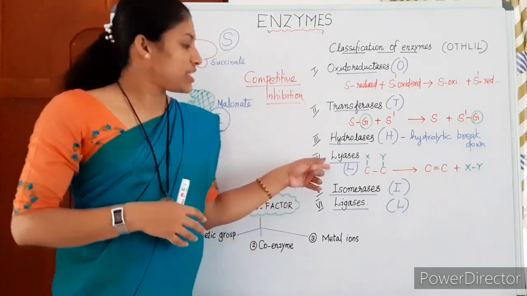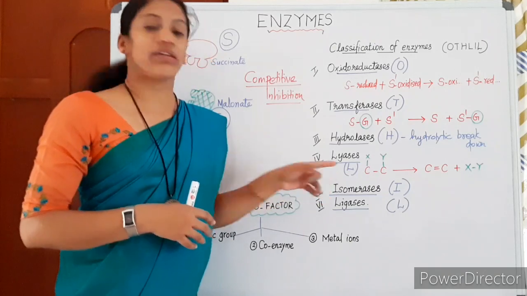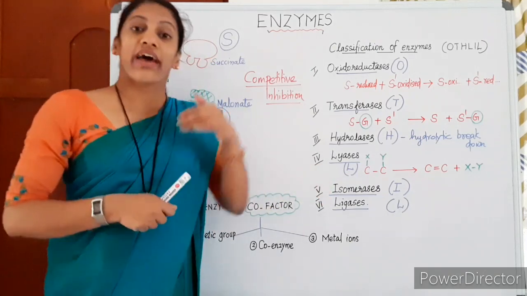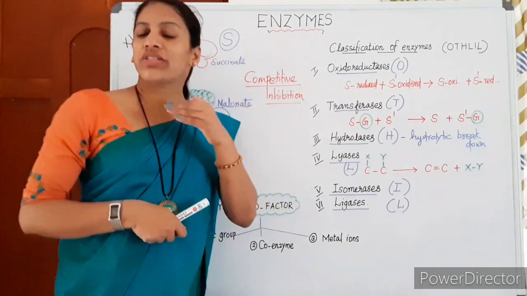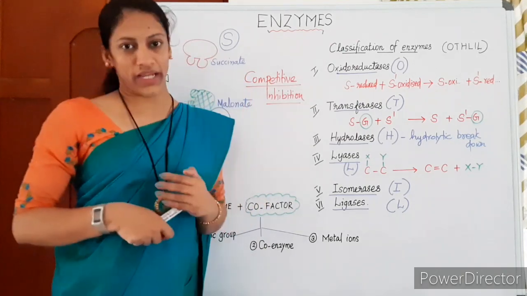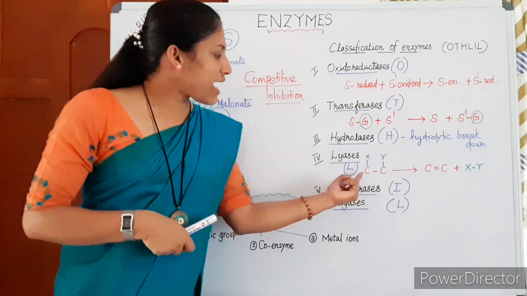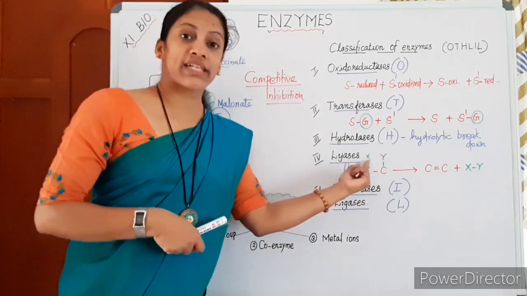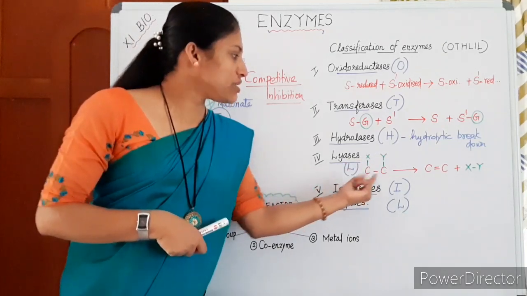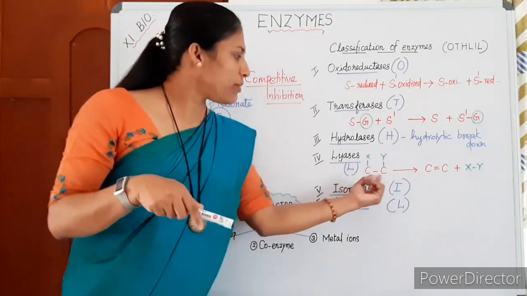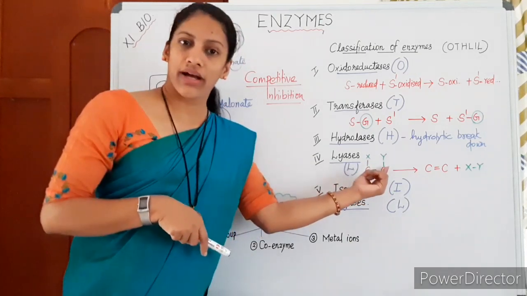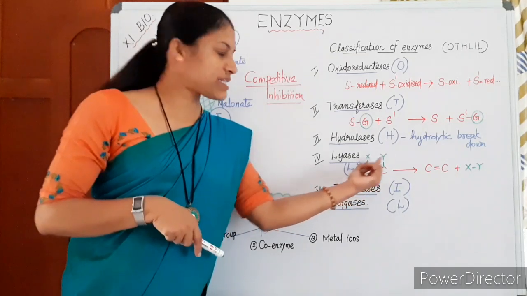Whereas the next group, lyases, are another breakdown enzymes, but they are not leading to hydrolytic breakdown. Just listen to its action. Here there are two groups X and Y attached. This is a substrate, with just a representation given. Attached to two carbons, there are two side groups X and Y.